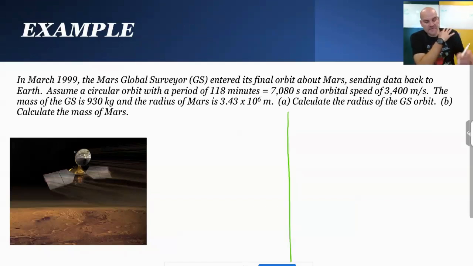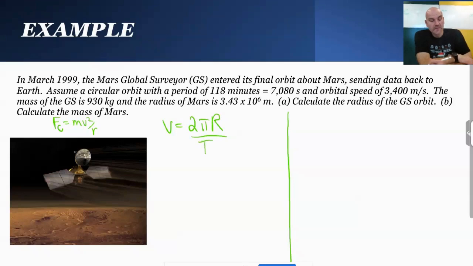So we have to attack this a couple of different ways. You have to remember that when an object is in orbit, it is in a circular orbit. So the force it experiences, or the net force, is our centripetal force, mv squared over r. It wants us to find the radius of orbit, so we have to use our equation: an object in circles is going to travel the circumference of its path in the time given to us. And so we simply do vT over 2 pi. That'll give us the radius of the orbit.